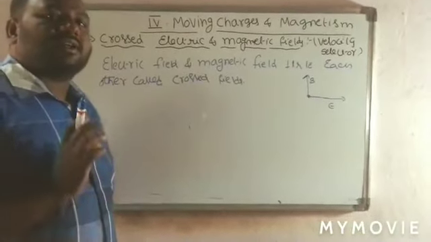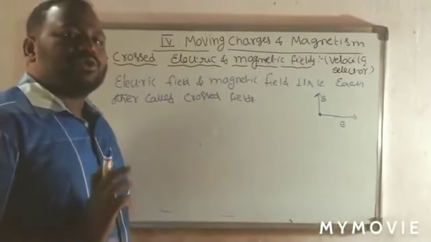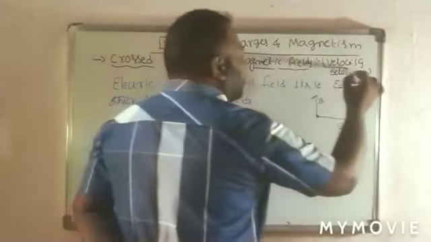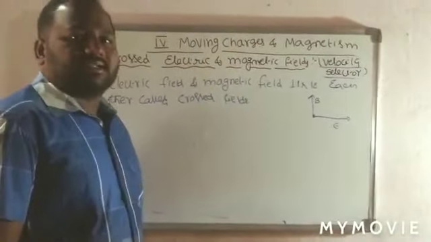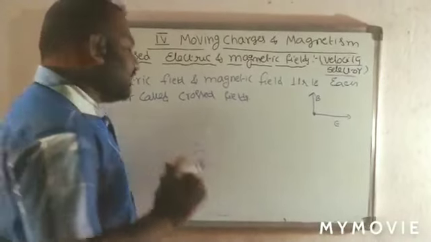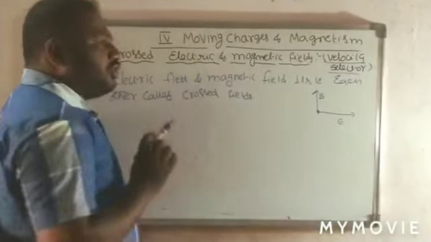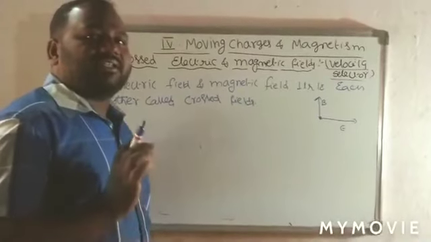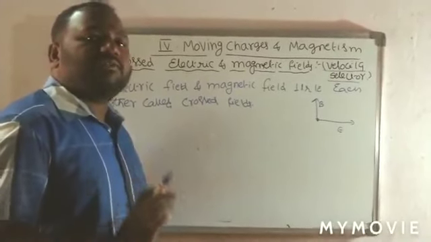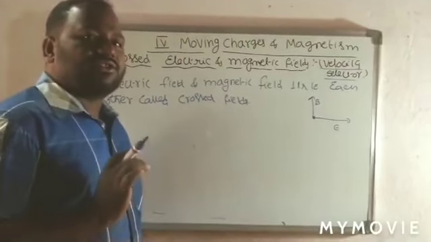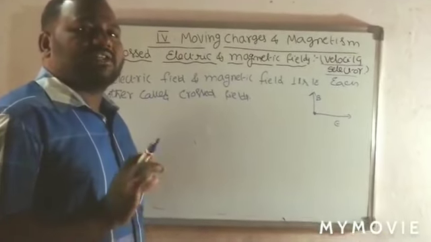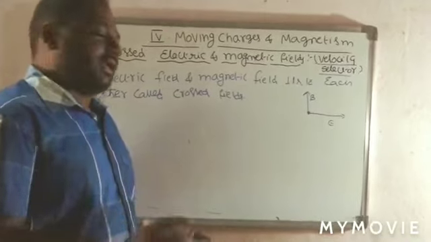Now this crossed field concept is very much useful in the velocity selector. So what is the velocity selector? The velocity selector is used to identify the charges which are moving with the same velocity.